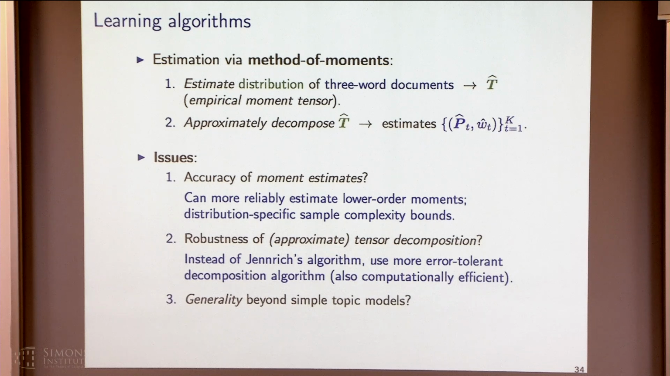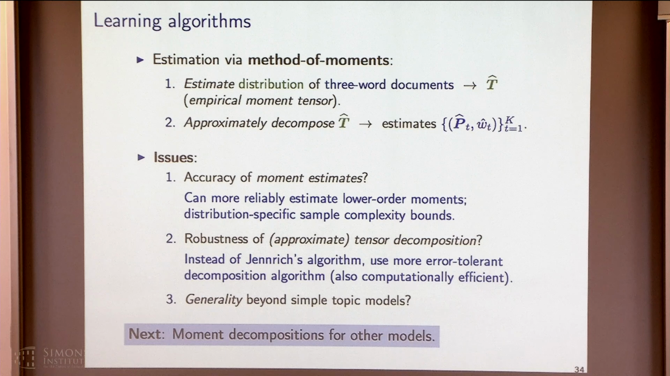In terms of robustness, I'll describe in the third part of the talk a different algorithm that seems to be more robust and is still computationally efficient. And in generality, I'll talk about in the next part some other models, classical kinds of mixture models, Gaussian mixtures and mixtures of linear regressions, and then models that have a particular structure that I call multi-view structure. Okay, so that'll be after the break.